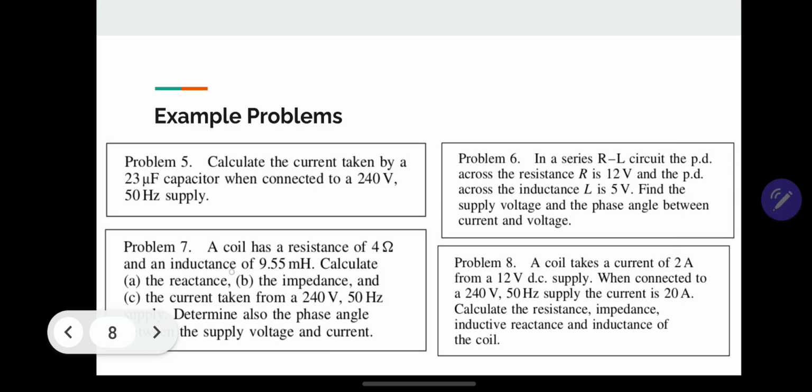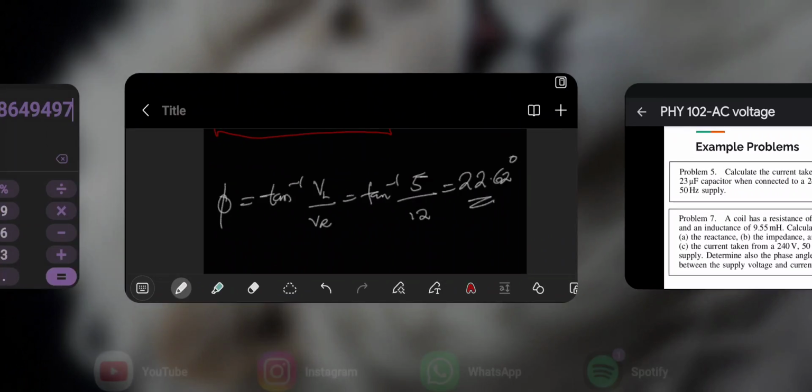So this question number 7 says a coil has a resistance of 4 ohms and an inductance of 9.55 millihenry. Calculate: one, the reactance; two, the impedance; and three, the current taken from a 240 volts, 50 hertz, I think, power supply. Determine also the phase angle between the supply voltage and current. Quite a very interesting question. So let's quickly solve it.